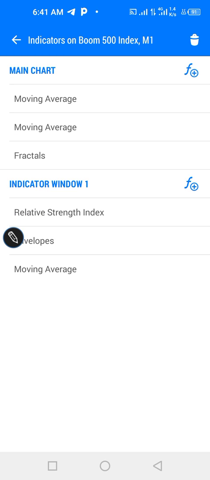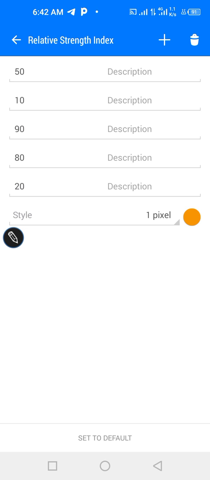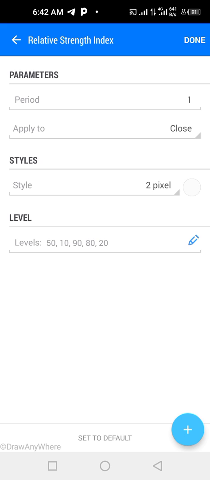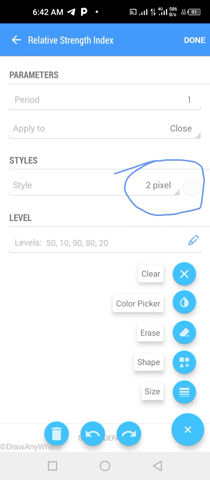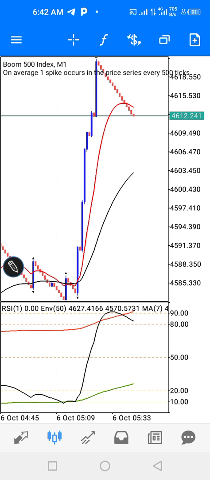Now the next indicator, which is our indicator window, is the RSI. The period is going to be 1, apply to close, the pixel is 2, and you have the levels: the 50 level, the 10 level, the 90 level, and the 80 and 20 levels. You can use any style of your choice. On the RSI, the style has to be the color of your background. My background is white, so that's why I'm making it white.